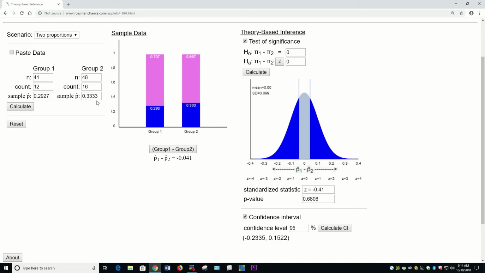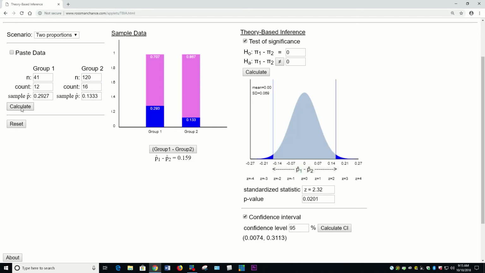So let's make these greatly different. So let's say that instead of sampling 48 females, there had been 120 in there. Now look at our p-value. We have a pretty large difference here, about a 16% difference in the rate of cancer now between males and females. The female rate is very small now at 13%. We're still up at 29% for the males.